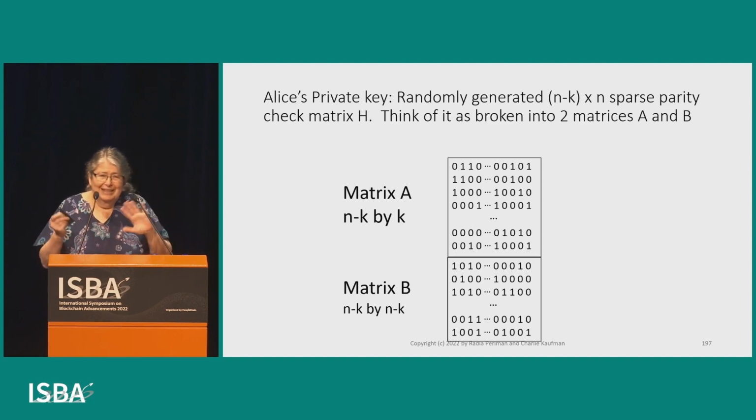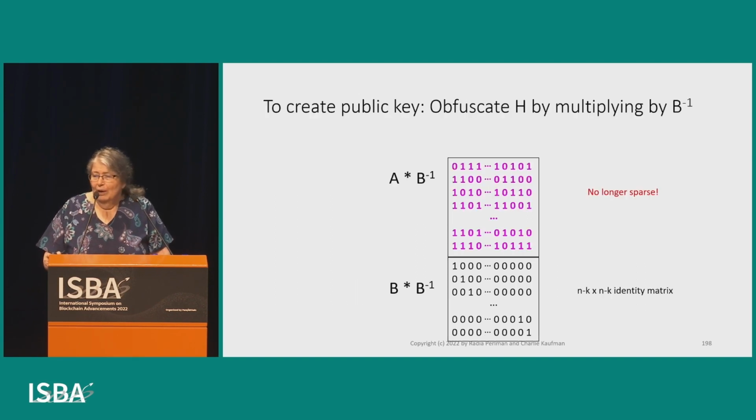But the trick of doing this, Alice starts by generating a parity check matrix, which is very sparse. And break it into 2 pieces like this. If she multiplies both matrices by B inverse, then she will wind up with something on the top which is not sparse anymore. And if it isn't sparse, you can't solve anything with this. And so her public key is going to be the non-sparse thing. So it's A times B inverse, which isn't sparse. So you can use it to generate code words, but you can't solve these things.